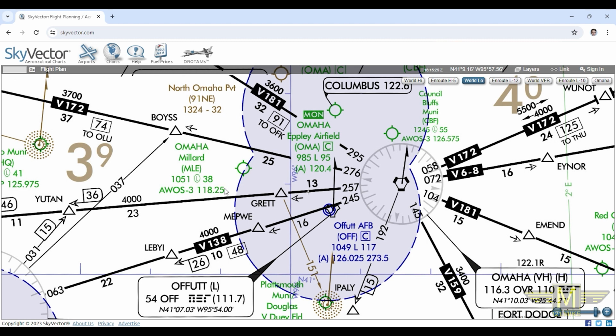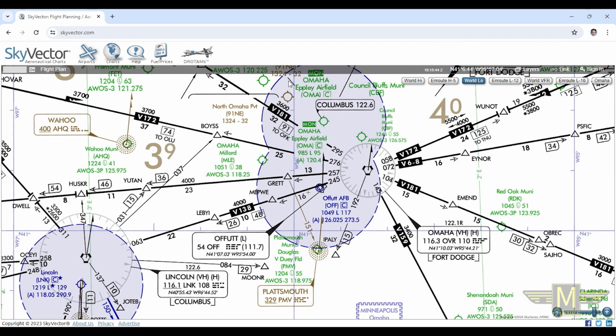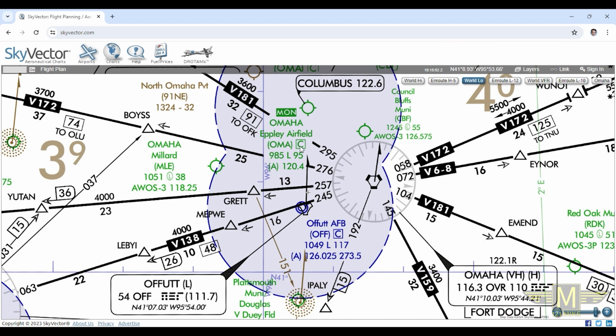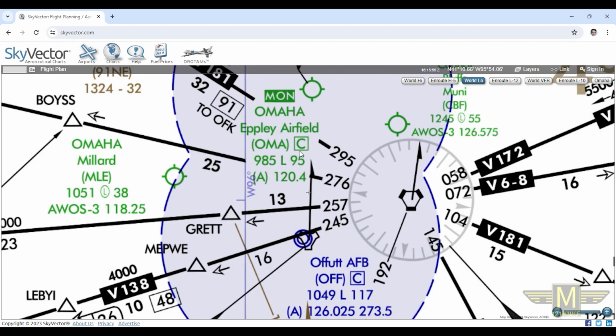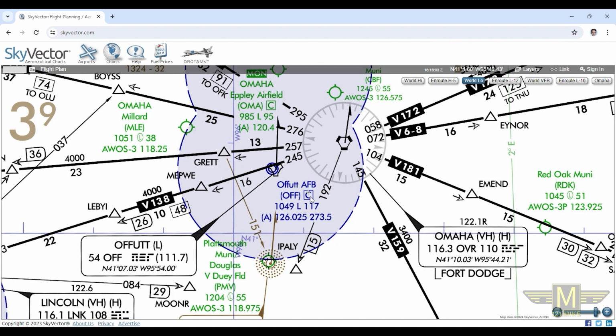Millard is uncontrolled. You know this because it doesn't have any airspace depicted around it. Nor does it have a little D inside of a square. You can see here, this Omaha Epley, OMA, is a Class C, as denoted by the blue dash line. A blue dash around here means it's Class C, and you know the upper shelf goes way out to here. You can also tell that it's Class C because there's a C in this box right here. Offutt Air Force Base is also a Class C, should you decide to not land there, but it's denoted with a C as well.